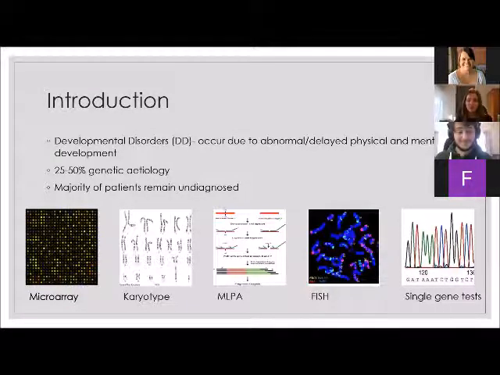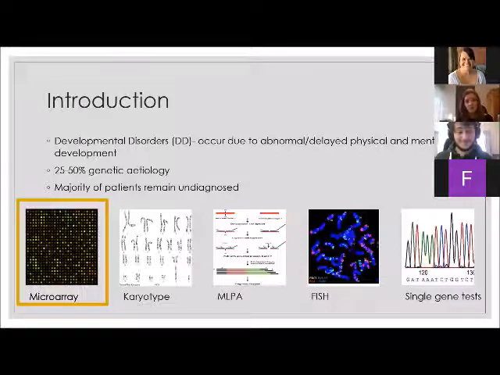Developmental disorders occur due to abnormal and/or delayed mental or physical development. Though there are multiple causes for DD, it is thought that 25 to 50% of developmental disorders have a genetic etiology. Yet the majority of our patients remain undiagnosed. The current gold standard for diagnosing the genetic cause of DD is chromosomal microarray. However, locally, or at the beginning of this project, microarray was not routinely offered as a diagnostic test for state patients here in South Africa.